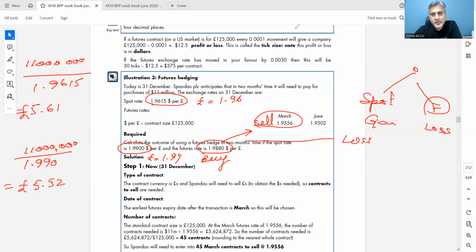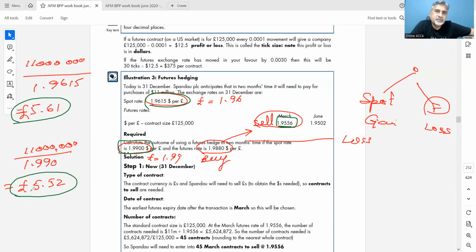You see here, you had 1.9615. Prediction was that it will go down to 1.95, but it went in the opposite direction. So you said, oh, that's really amazing. If I had bought these dollars in December, I would have paid 5.61 million. But now I'm only paying 5.52 million. So I am the happy person. You actually are making a gain here. You actually are making a gain in the spot market.